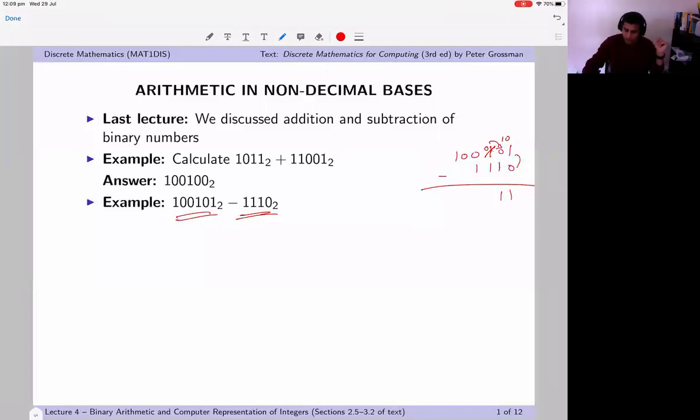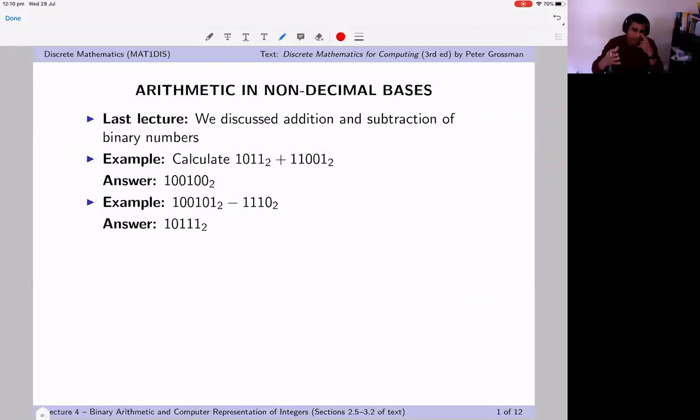Now I have to subtract 1 from 0, not possible. So I would take this one all the way up there to convert into 1, 0. 1, 0 minus 1 is 1. So this was 1, 0, but I had moved 1 to the right, so it became 1 now. 1 minus 1 is 0. And then this was 1 as well. So 1 minus 0 is 1. So hence my solution, this subtraction, is 1, 0, 1, 1.